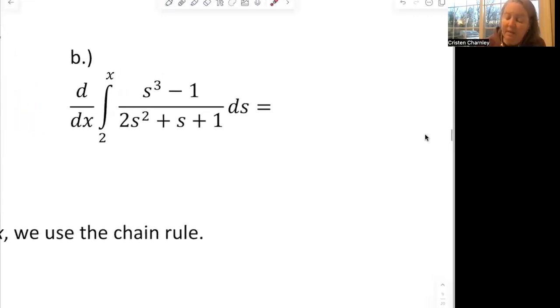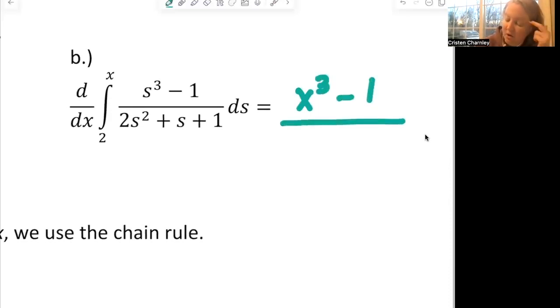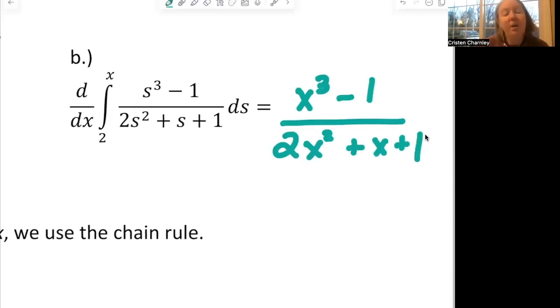Letter B, same thing. If I were to find the antiderivative of this, and by the way, we don't have skills to do that right now, and then find the derivative of that antiderivative, my final answer is going to be x cubed minus 1 over 2x squared plus x plus 1. You don't have to do anything else. There's no quotient rule. There's no actual antiderivative. You are just replacing that s variable in this situation with that x variable. So all the s's are replaced with x. Does it matter what the 2 is? Nope, it doesn't.